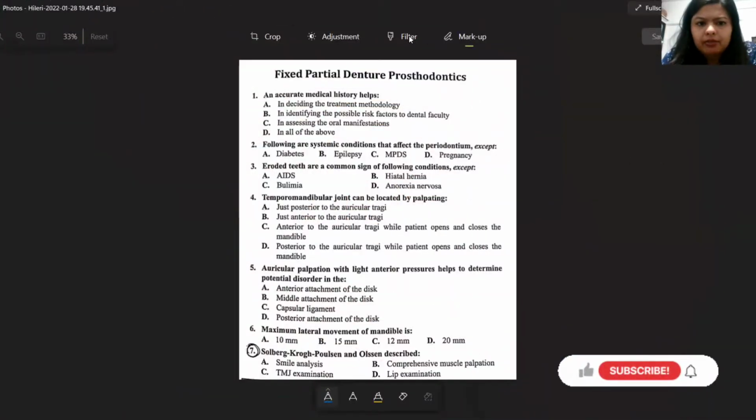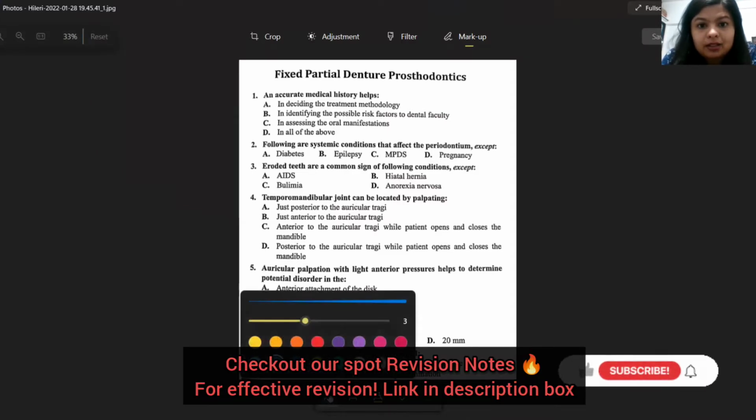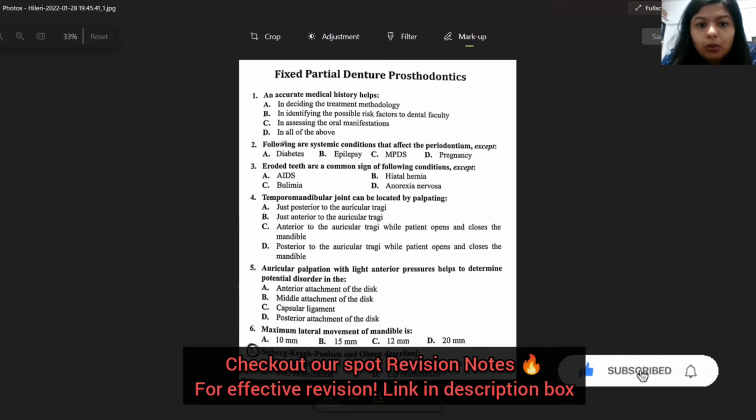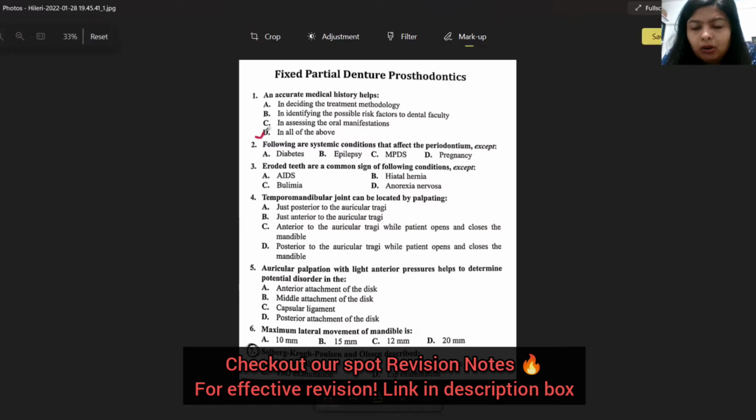Here we have a few MCQs from FPD Prosthodontics, and I think they will help me convey my message to you all. For the coming few minutes, please pay attention and stay focused. Let's read the first MCQ: an accurate medical history helps in deciding the treatment methodology, in identifying the possible risk factors for dental faculty, in assessing the oral manifestation, and D is all of the above. It is very simple and straightforward: all of the above.